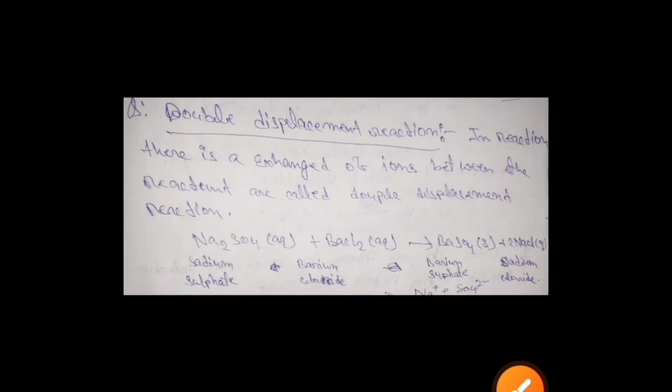And another is double displacement. That means there is double displacement of ions. In this reaction, there is an exchange of ions between the reactants, and it is called a double displacement reaction.